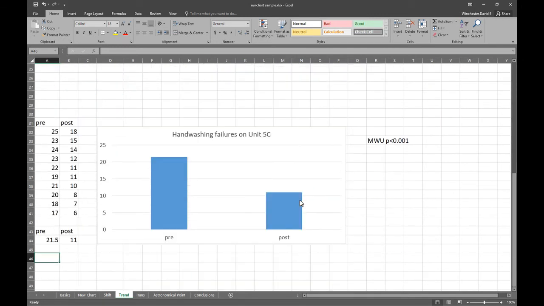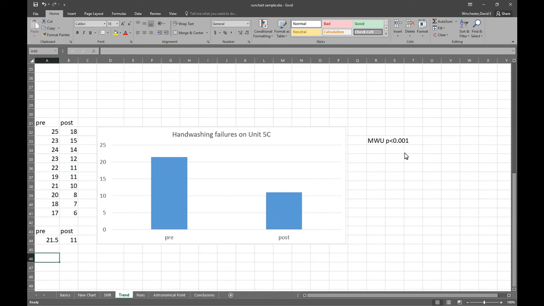It would be nice to know that maybe it wasn't actually the system that made the difference. Again, let's go down to pre-post testing and see how this fails to capture that level of nuance. So here is our same data as above, and like I said, the pre-intervention median was 21.5 failures, and then our post-intervention median is now 11. And we've got that graphed here, pre-post.